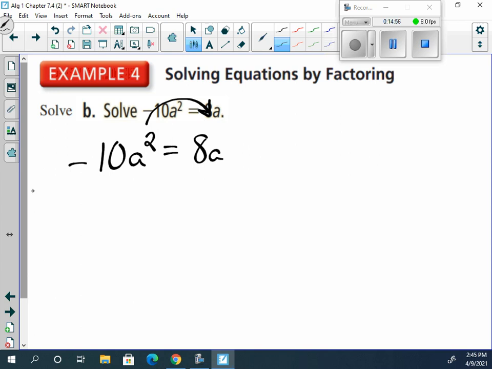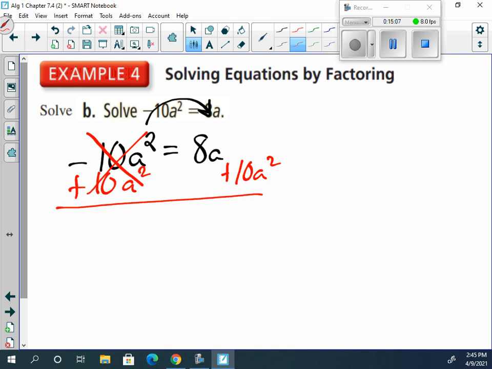We would, right, I would add 10a squared to both sides, yes? Well, these here would cancel because negative 10 plus 10 is 0, yes? So we get 0 equals, I'm going to put it in front, 10a squared plus 8a, because I like having it in standard form, biggest exponents going first. Is the term in front of a squared positive now? Yeah. And I try to do that especially when you get to Algebra 2.